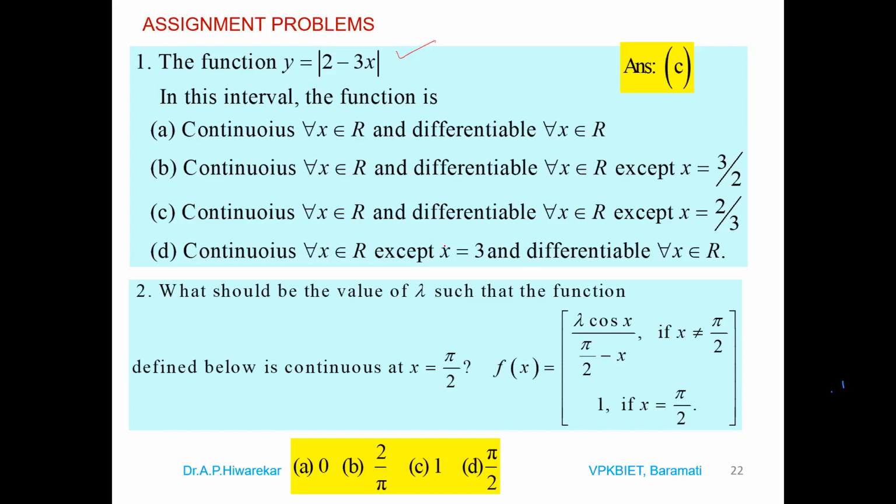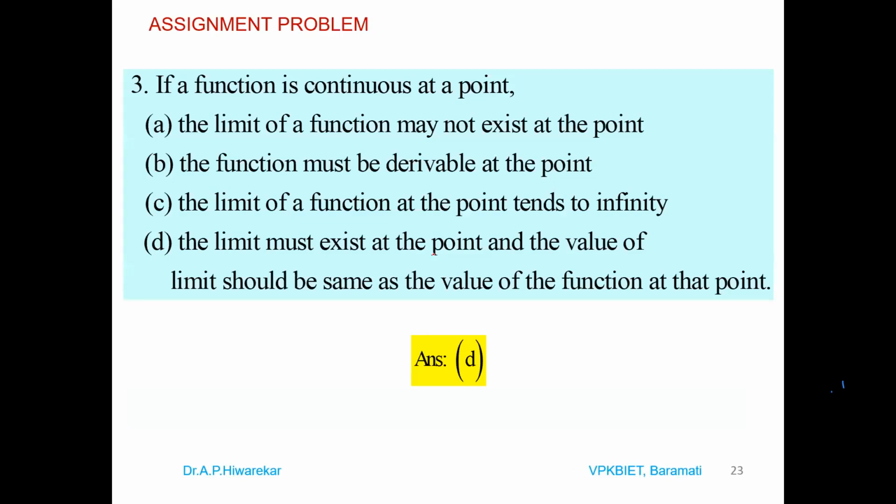Okay, shall I go ahead? Yes. Yes. So these are a few examples. If you want, you can take a screenshot of this also.